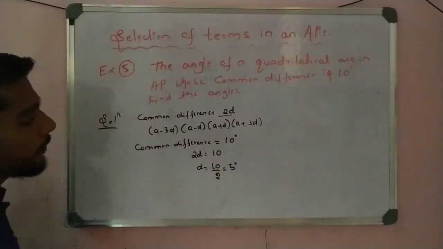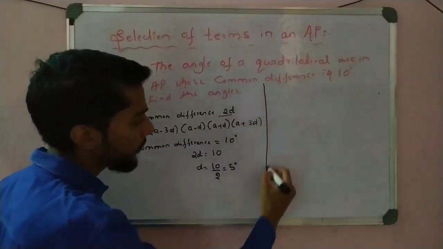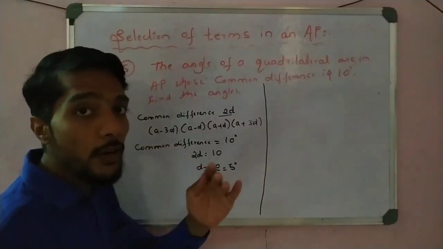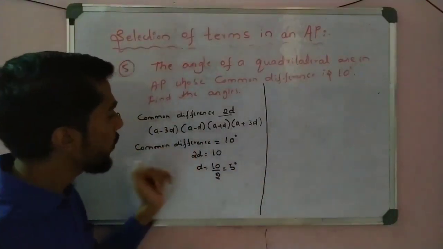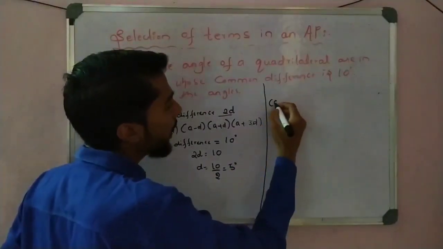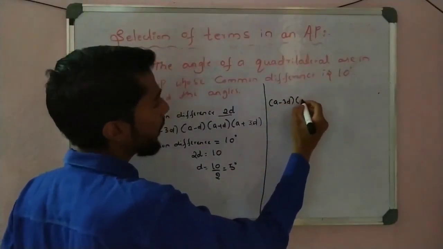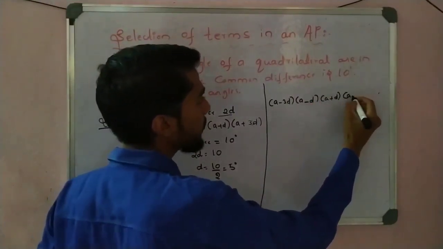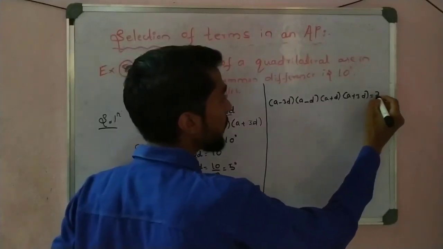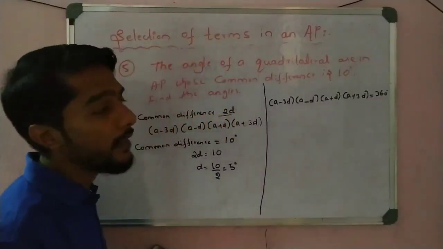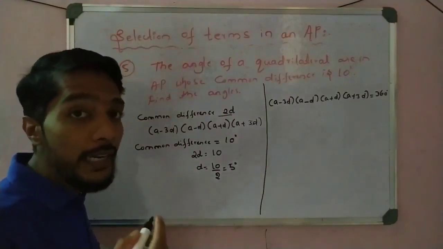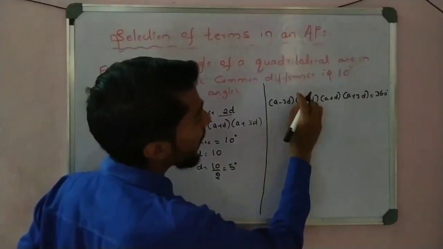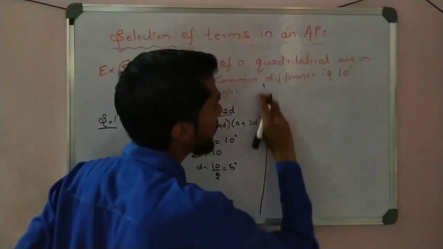Right. So now see here, we know that the sum of the 4 angles of a quadrilateral is how much? Equal to 360 degrees. So I sum all these: a minus d, a minus 3d, a minus d, a plus d, and a plus 3d is equal to 360 degrees. Why? We already learned that theorem, the sum of the interior angles of a quadrilateral is equal to 360 degrees.